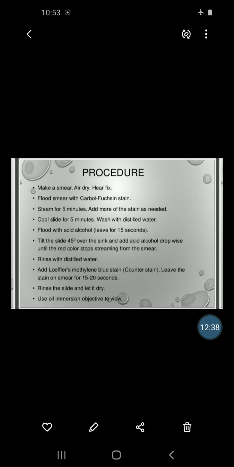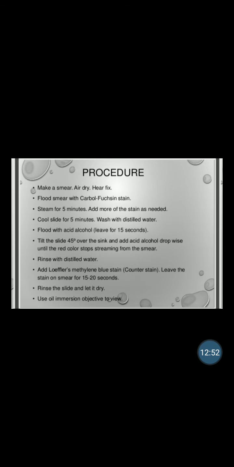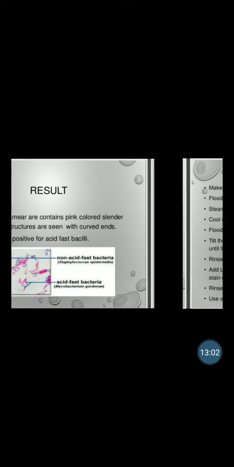then add Loeffler's methylene blue, that is, it acts as a counterstain. Add the methylene blue, then leave the stain on the smear for 15 to 20 seconds, then rinse the slide and let it dry, and at the last observe the slide under the microscope.